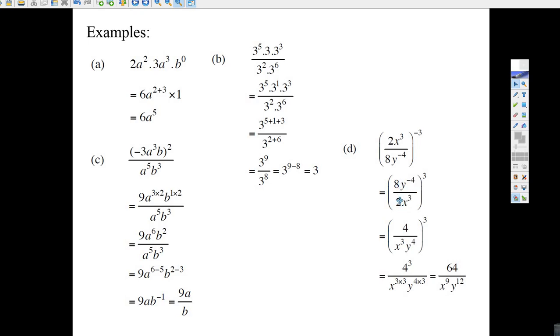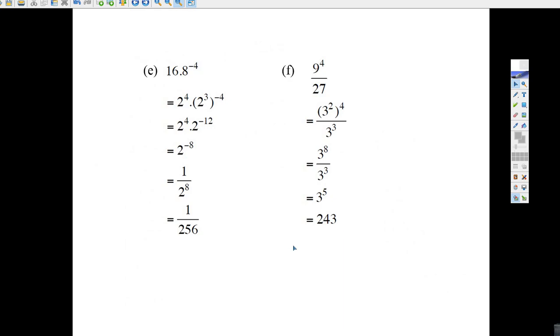So we go 8 divided by 2 is 4. There we've got a 4 on the top. Y to the minus 4, let's just zip it to the bottom because that's the way negative exponents work. Anything to the negative n is 1 over that thing to the positive power. Now we cube everything. 4 cubed is 64. 3 times 3 is 9. 4 times 4 is 12.